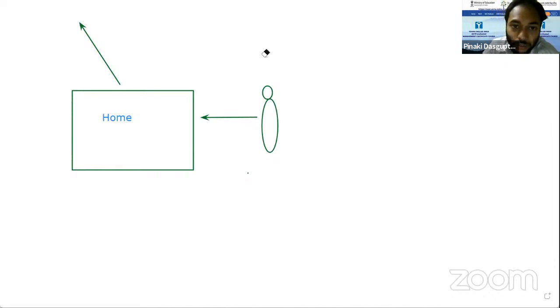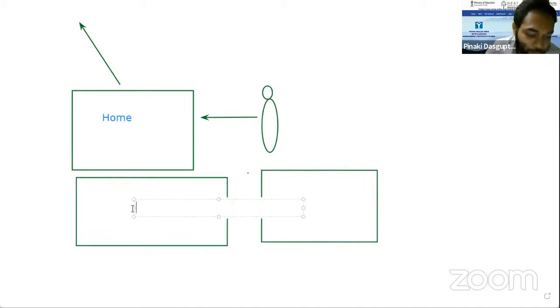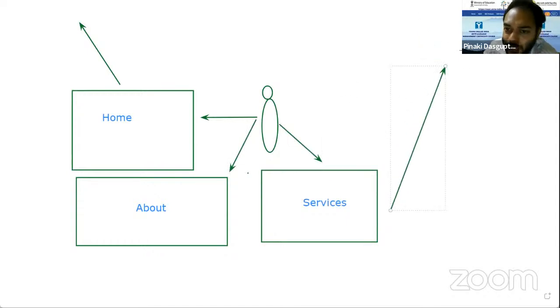Okay. So in the case of drop off, say this is one page, this is another page, this is another page, like home, about, services. As a user, I am checking all the pages and then I'm exiting from the website. So this is an exit.